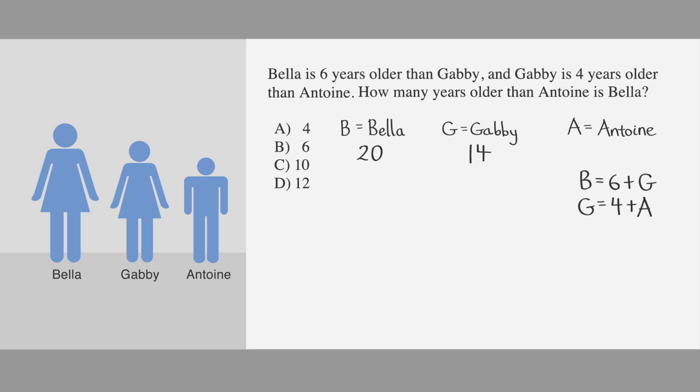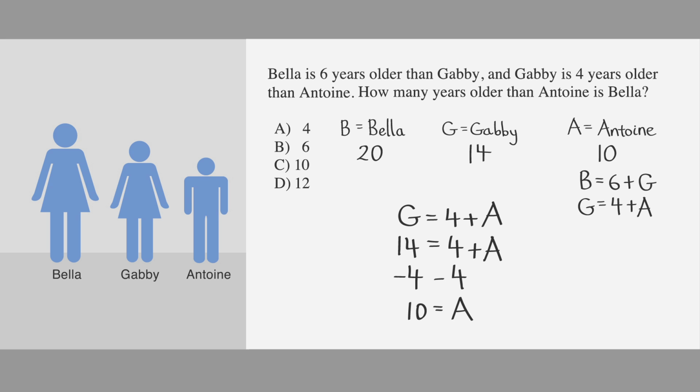We know that Gabby is 4 years older than Antoine. So let's write the equation G equals 4 plus A. Next, we'll plug in 14 for Gabby. And by subtracting 4 from each side, we get 10. So if Gabby is 4 years older than Antoine, then Antoine must be 10.